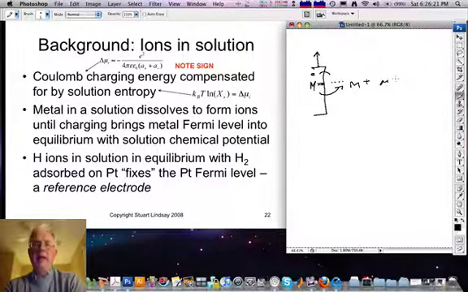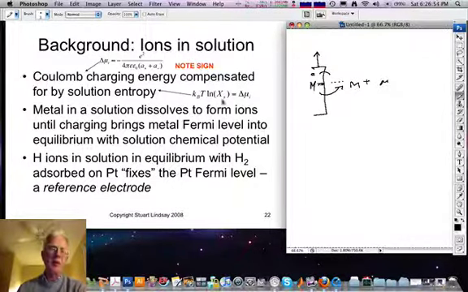This means then that a metal electrode in equilibrium with a particular concentration of ions in solution has its Fermi level pinned at an absolute value with respect to the vacuum. This is how a reference electrode is made. The classic example is a platinum electrode in equilibrium with hydrogen ions in solution and hydrogen molecules absorbed on the surface of the platinum.